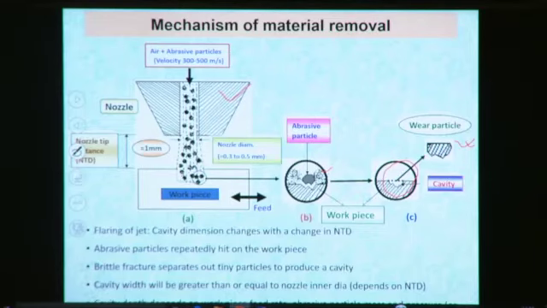So these abrasive particles repeatedly hit the workpiece surface. Brittle fracture separates out tiny particles to produce a cavity. Cavity width will be greater than or equal to the nozzle diameter. Because of this flaring action of the abrasive and air jet, the cavity diameter, or crater diameter, will be greater than the diameter of the nozzle.